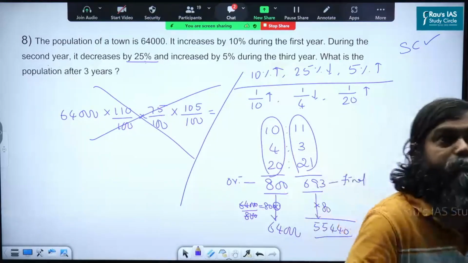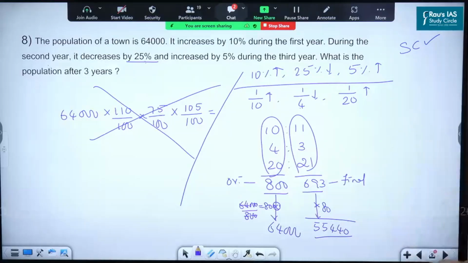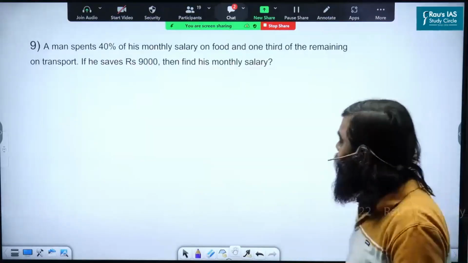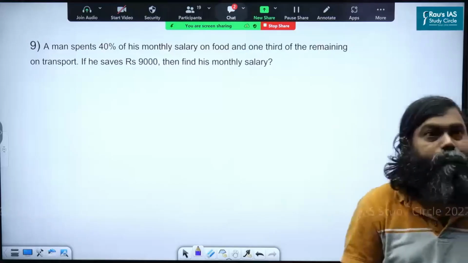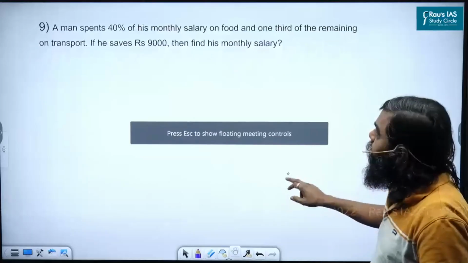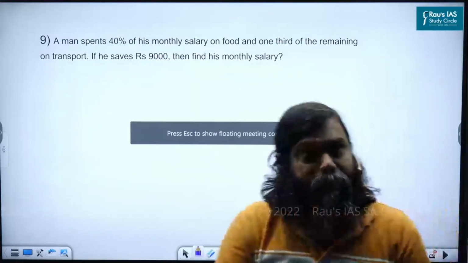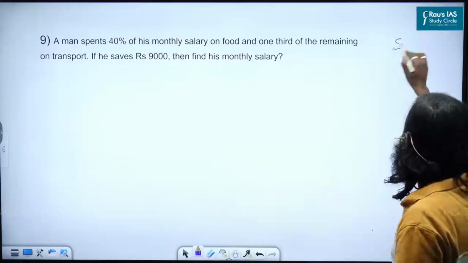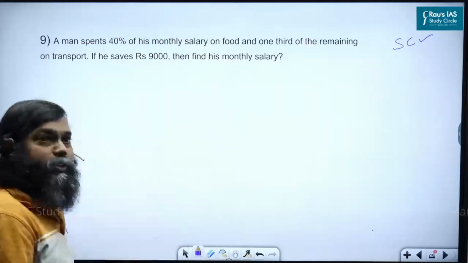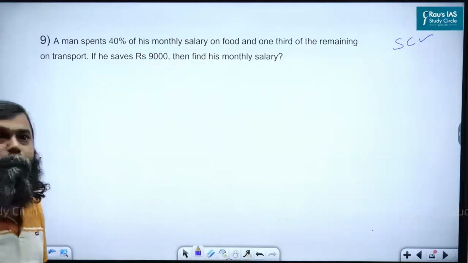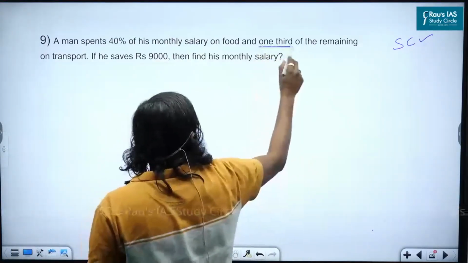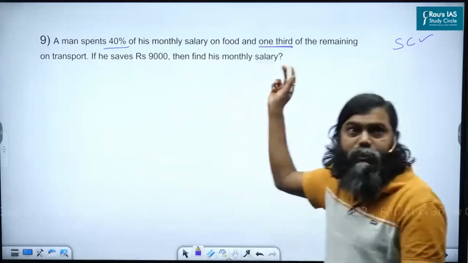All are getting this? Right, next question. No need of solving. Tell me, does this question belong to successive changes or not? Yes, sir. Okay. Which interpretation will you avoid? Generalization, can you prefer? No. Then what is this? Fraction. Fraction means 1 by 3 means 33.33%.